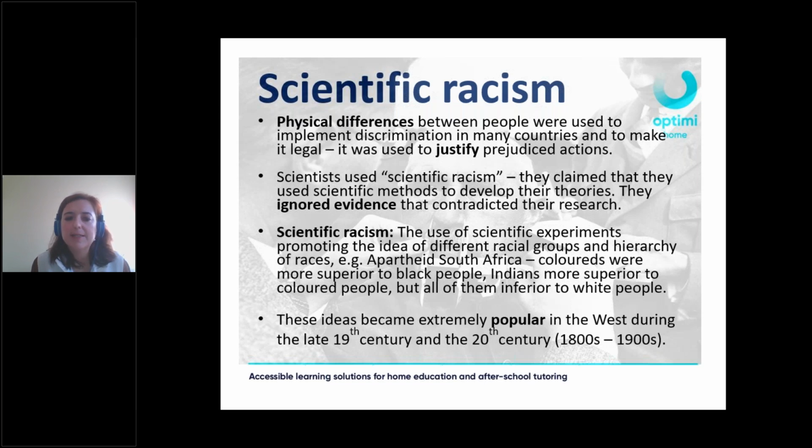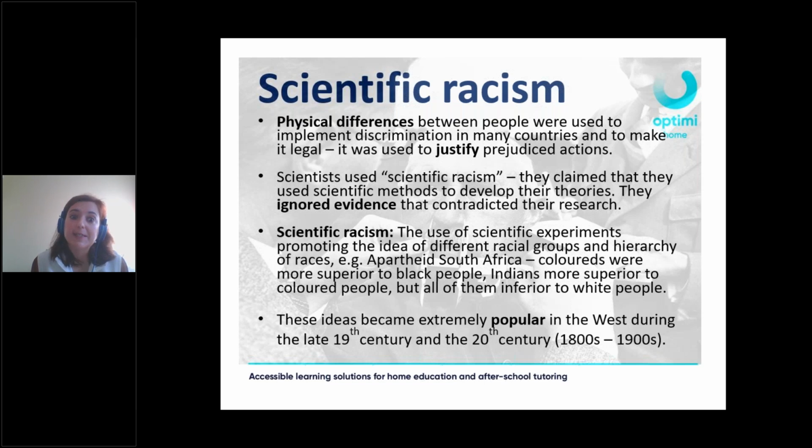So wetenskaplike rasisme behels die gebruik van wetenskaplike eksperimente, bloot om die idee van verskillende rasgroepe te vestig, asook 'n hiërargie van verskillende rasgroepe.